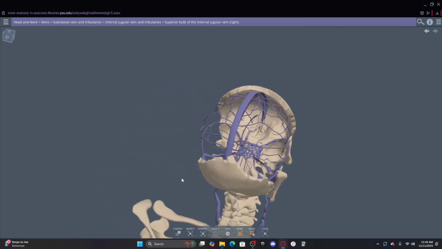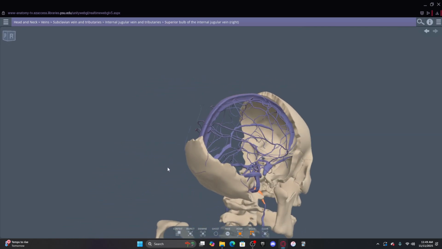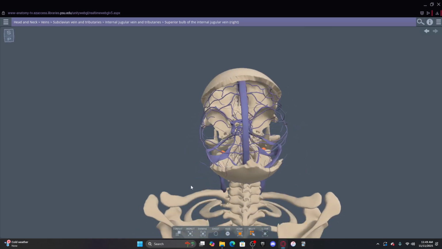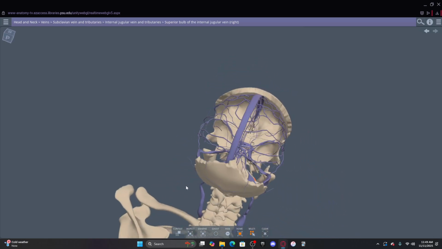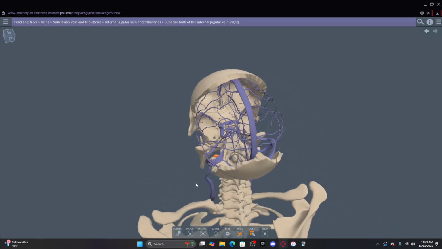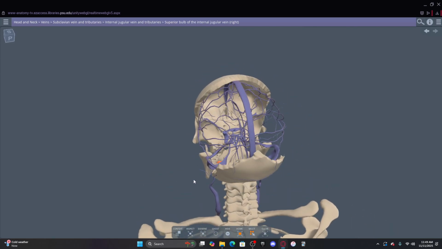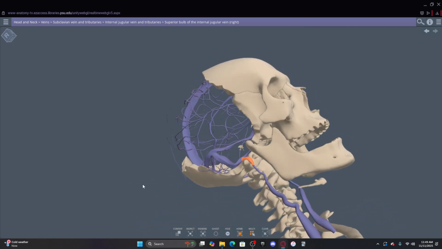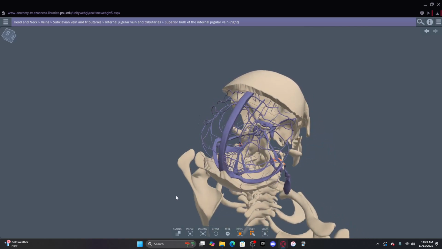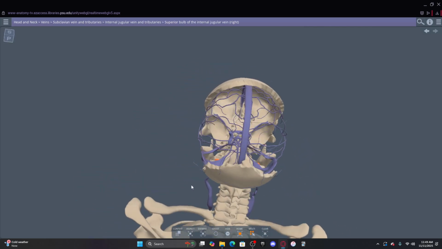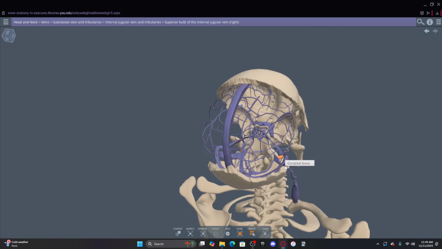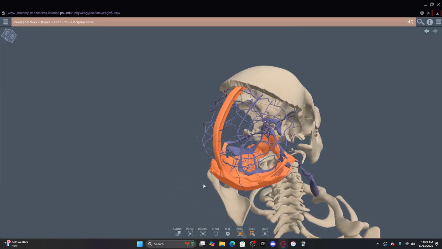So our sinuses are draining: our superior, transverse, cavernous, sigmoid. All these sinuses are draining into the internal jugular vein and going straight back to the heart. And now we can see how those look inside the actual brain. So I'm going to highlight them one more time and then we're going to move on to the circle of Willis so you guys can see that inside of the brain.